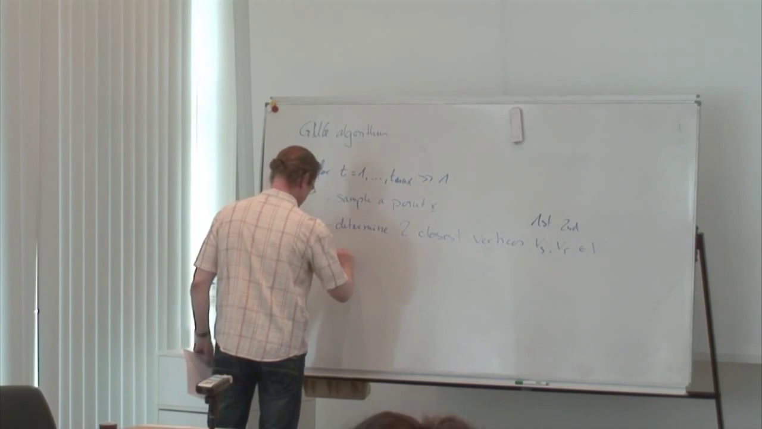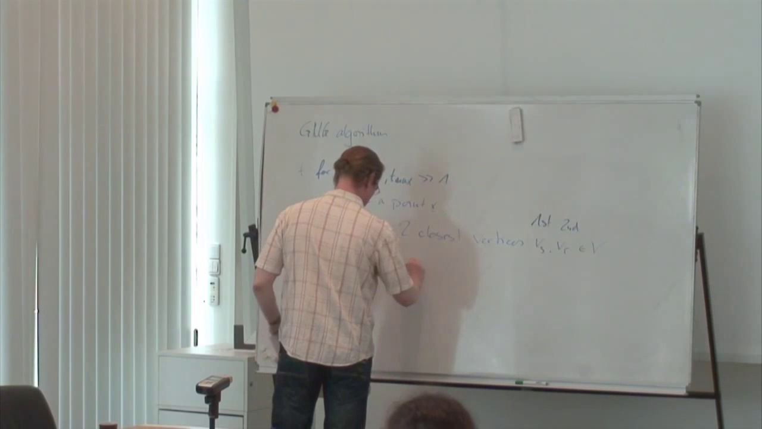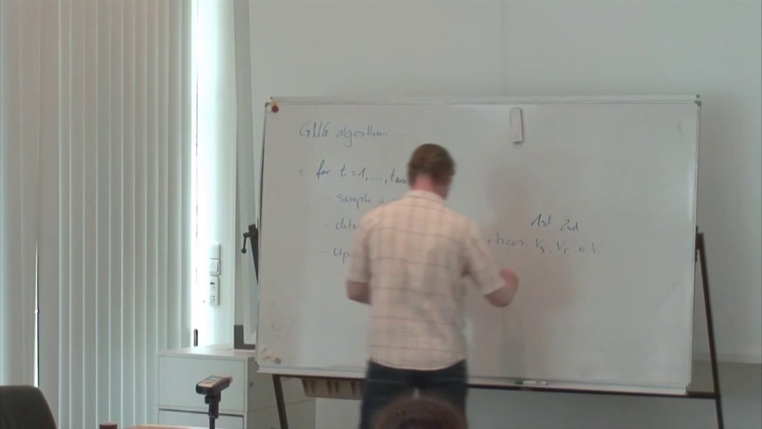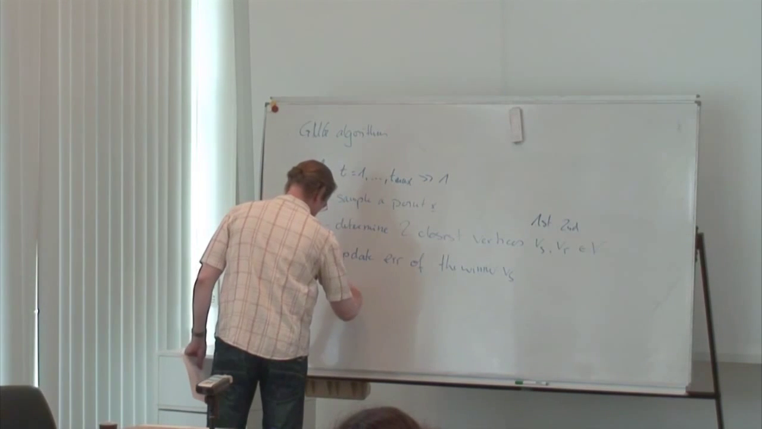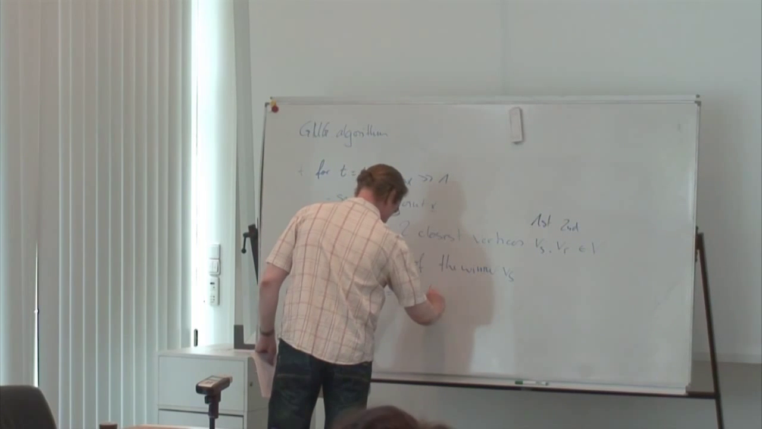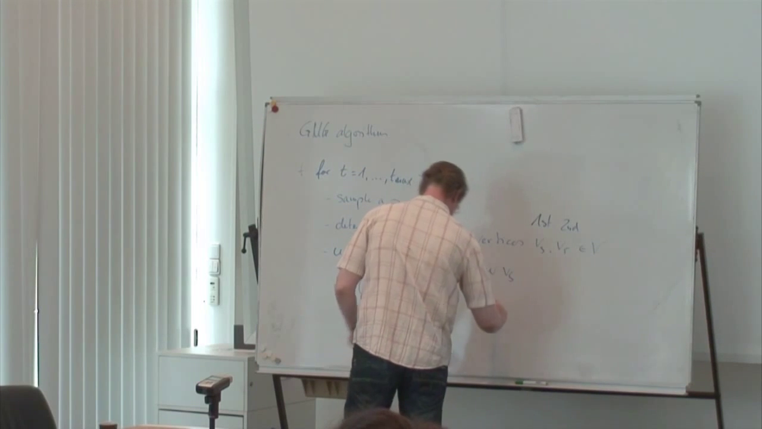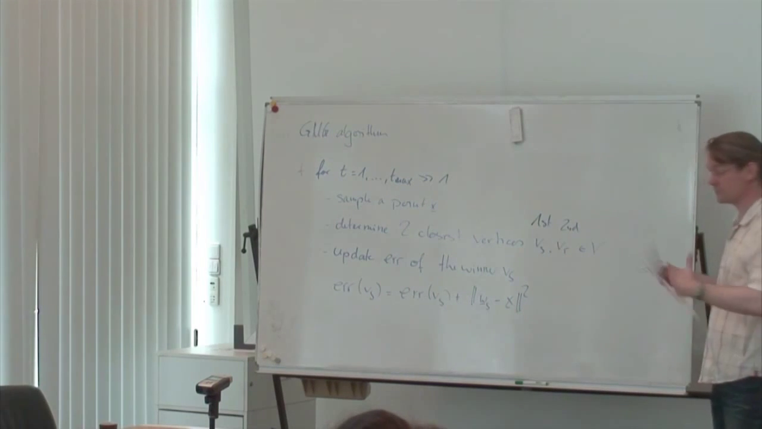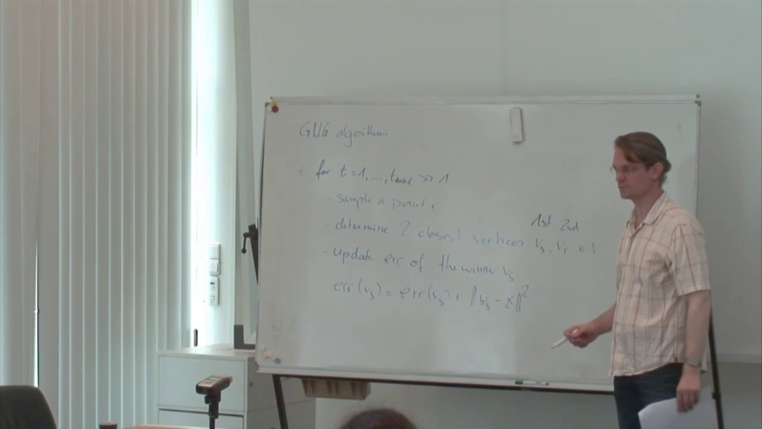We update the error of the winner, Vs, this is the one that is closest, and simply the error of Vs is the previous error of Vs plus, say, the squared distance between the weight vector of vertex Vs and the sample point.